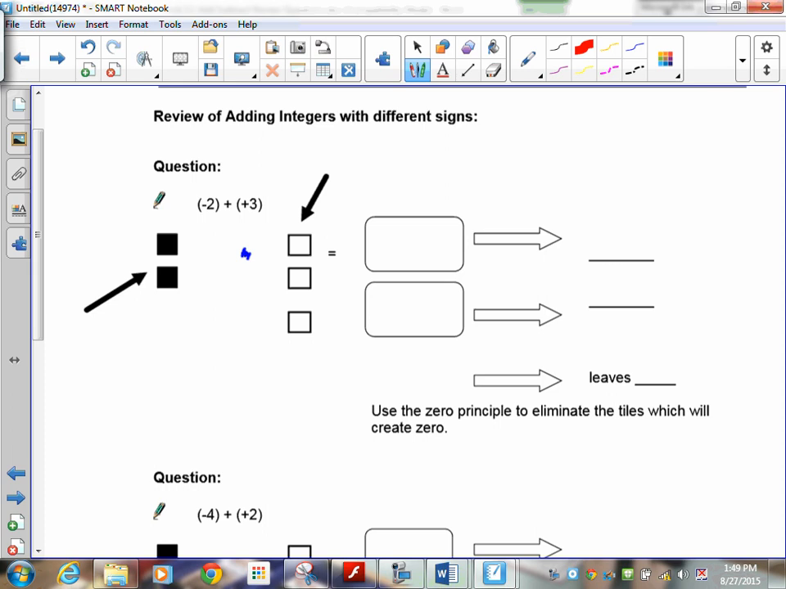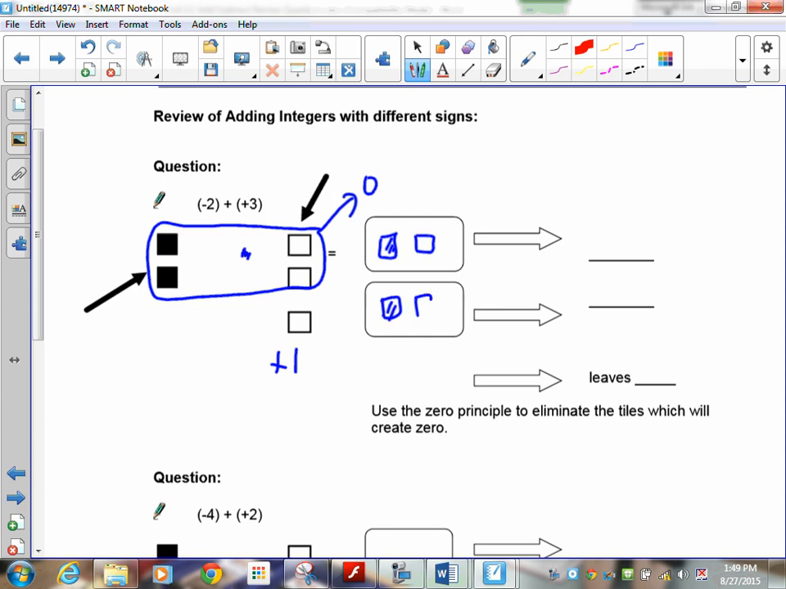Take a look at negative 2 and positive 3. Draw them below. Now, circle what goes away and put a 0 there. Tells me those 4 integers give me 0. That leaves me with positive 1. So over here, what I was doing was having this here, and this here, and this here, and this here, showing this becomes a 0, this becomes a 0, and there's a positive 1 left over. So you can see how that parallels it.